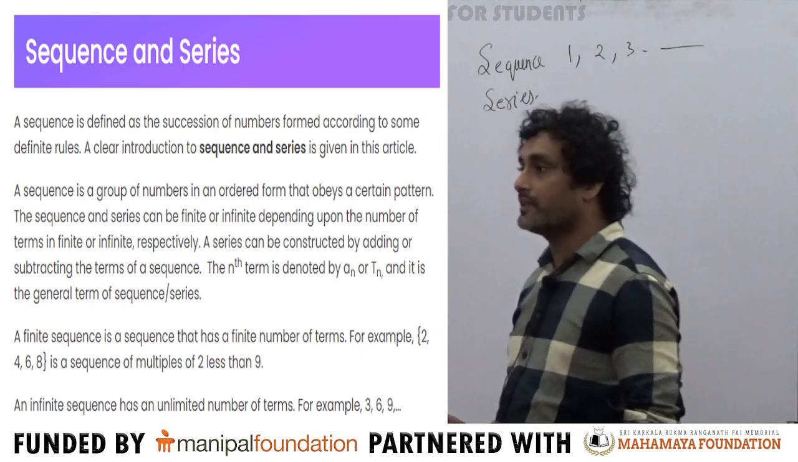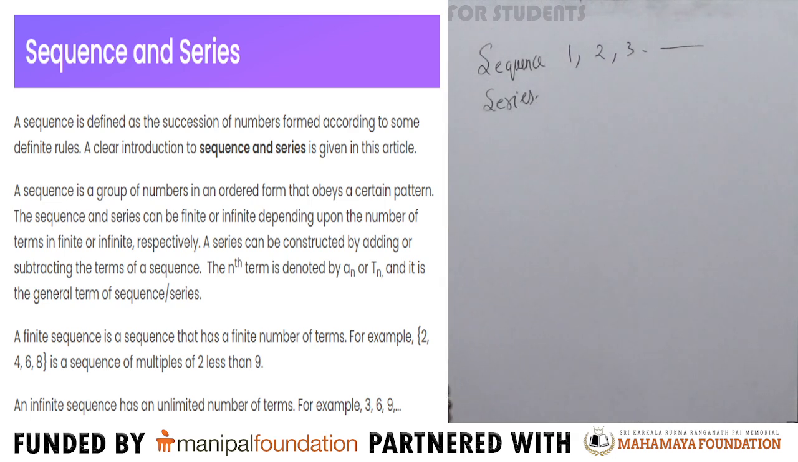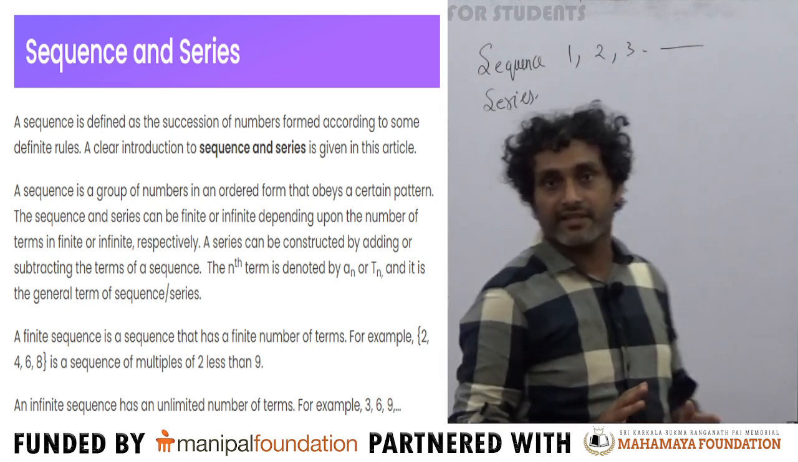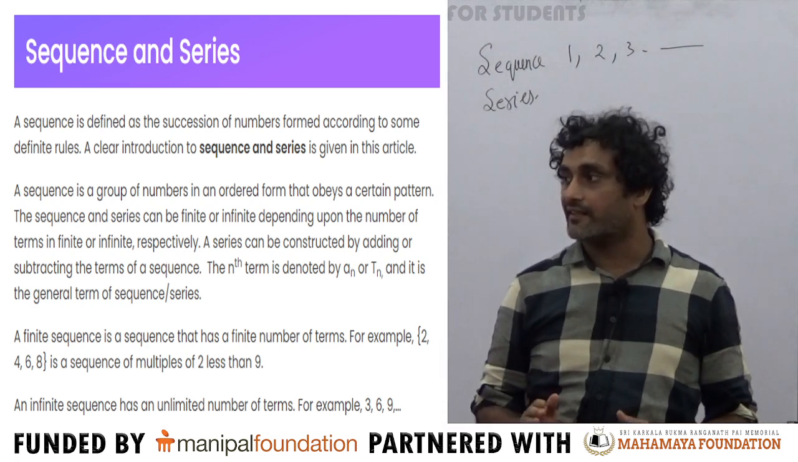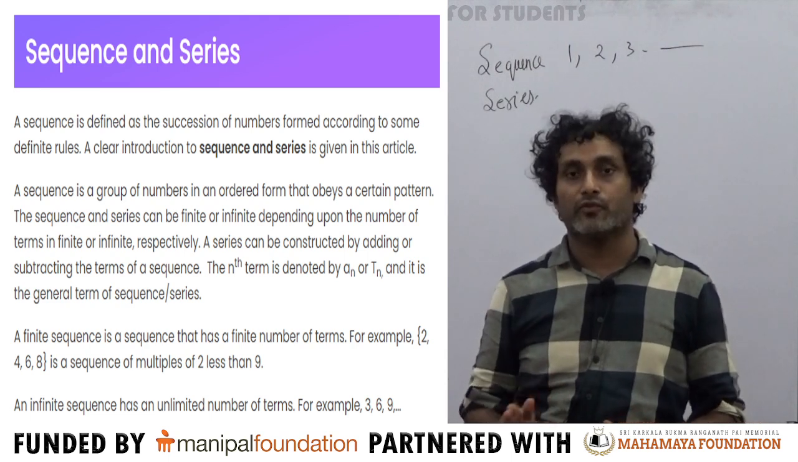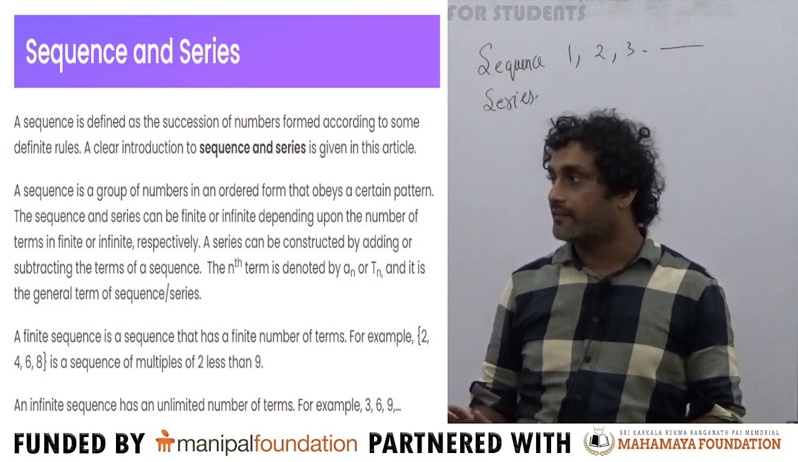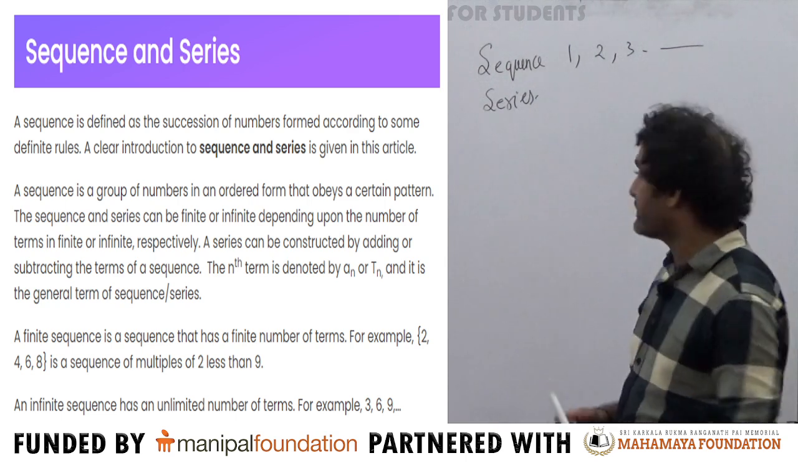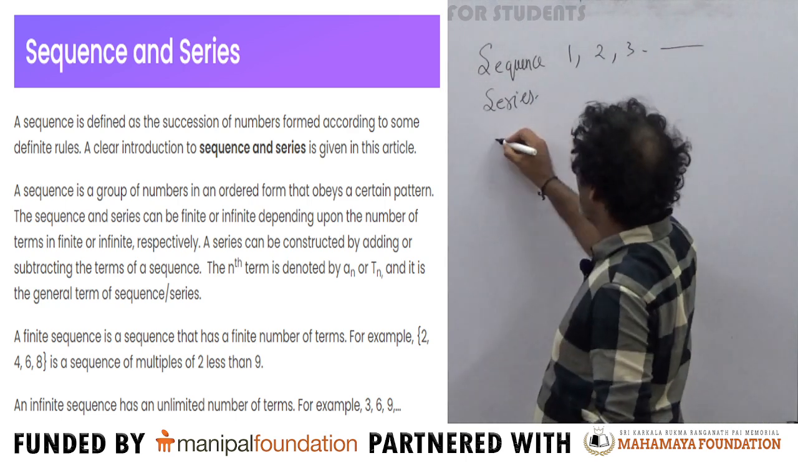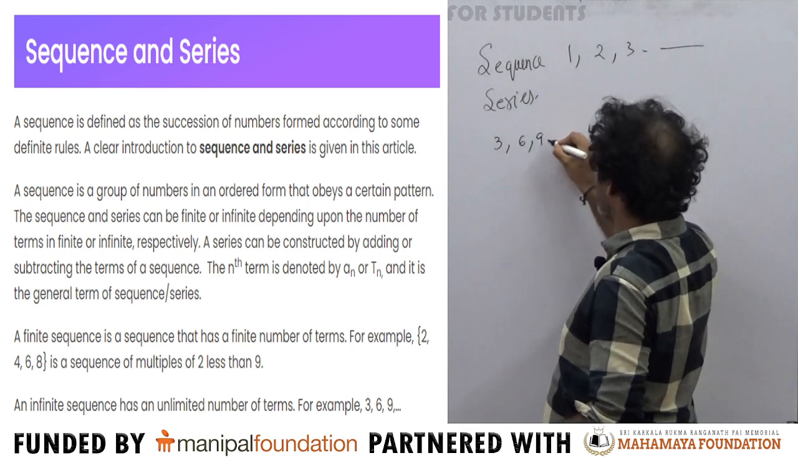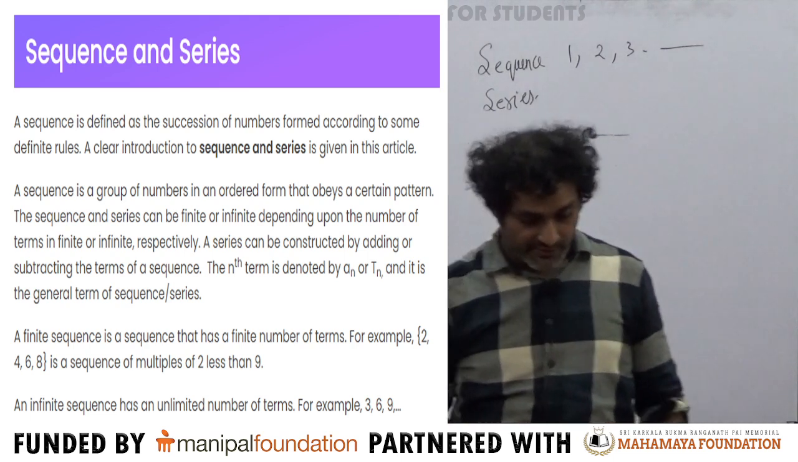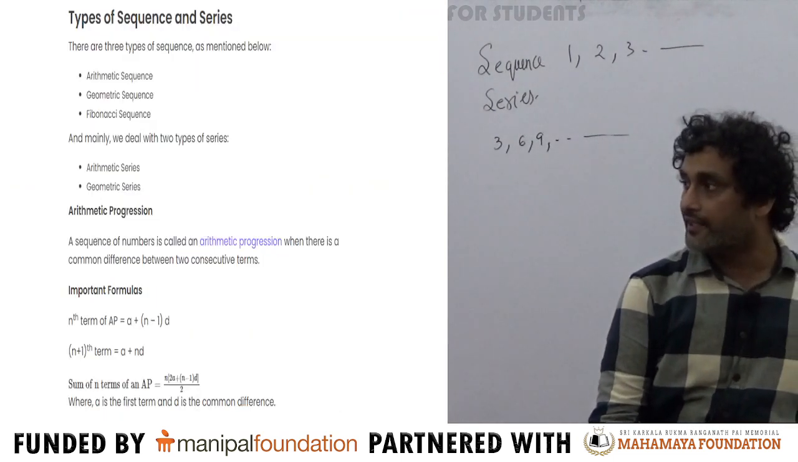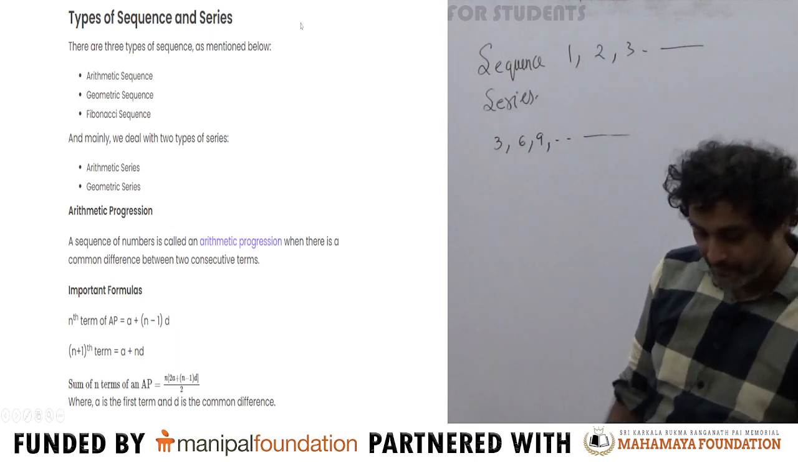For example, see, a finite sequence is a sequence in which there are a finite number of elements. Do you see they have put in the bracket 2, 4, 6, 8? That is called a finite series. It ended there, right? Or if they start with 3, 6, 9 and put comma dot dot dot, it means it's never ending. So, it's an infinite series. Okay.